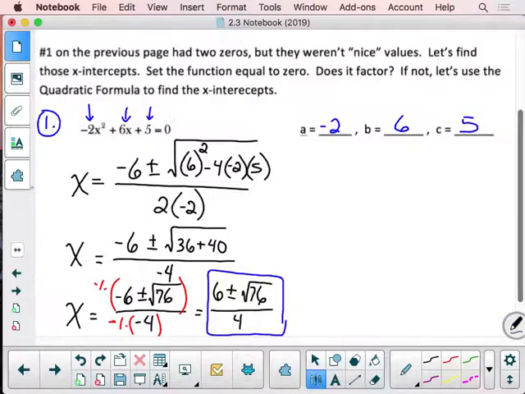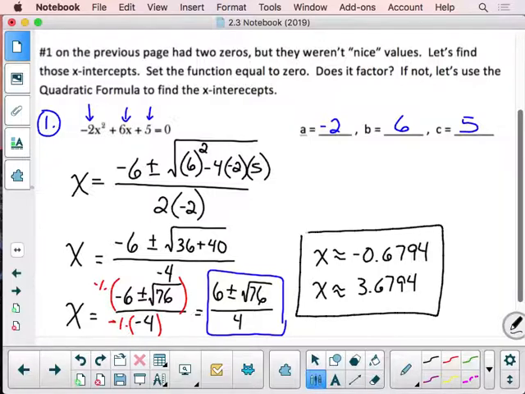If you were asked to give decimal approximations, you would find that if you add those two together, you get -0.6794. And if you subtract, you get +3.6794. So again, those would be the decimal approximations, one of those being an approximation while the other being the exact. All right, now that we've practiced using the quadratic formula, let's dive into what we're doing here.